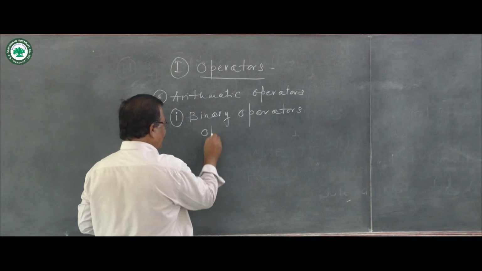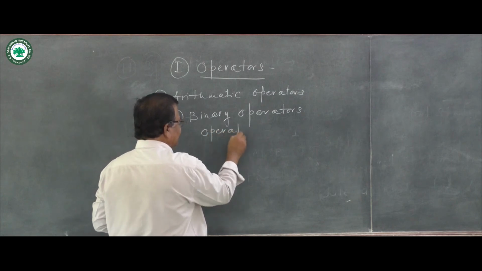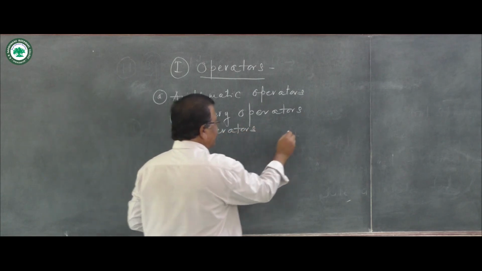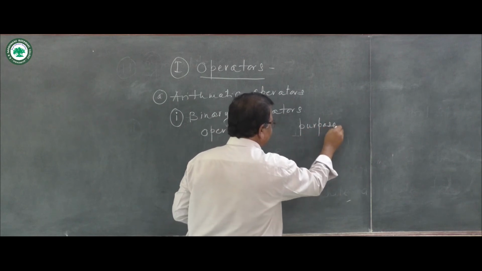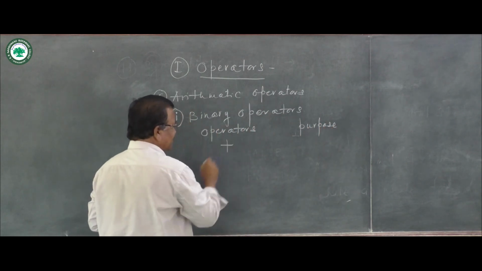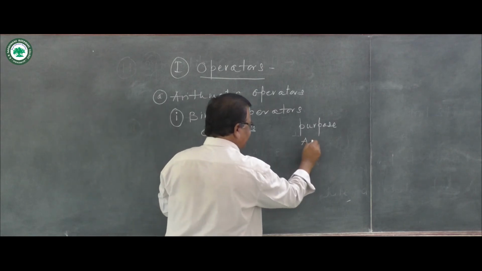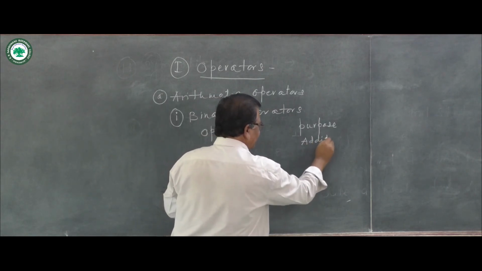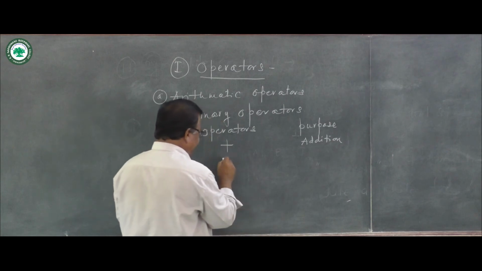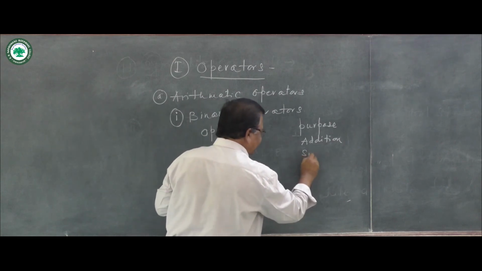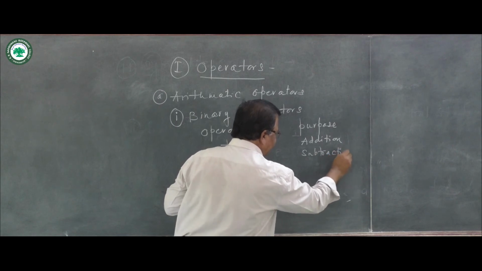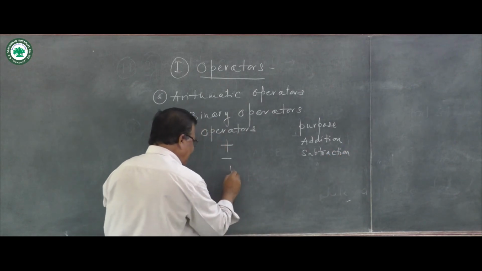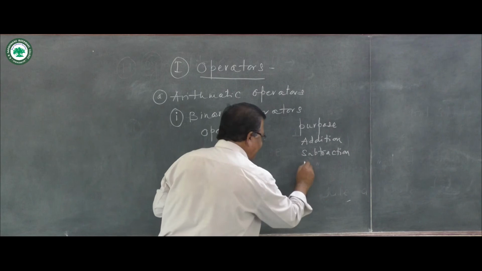So here we have operators, and here the purpose of those operators. Plus, the purpose is addition. Then minus, purpose is subtraction. All these are binary operators. Then star or asterisk for multiplication.